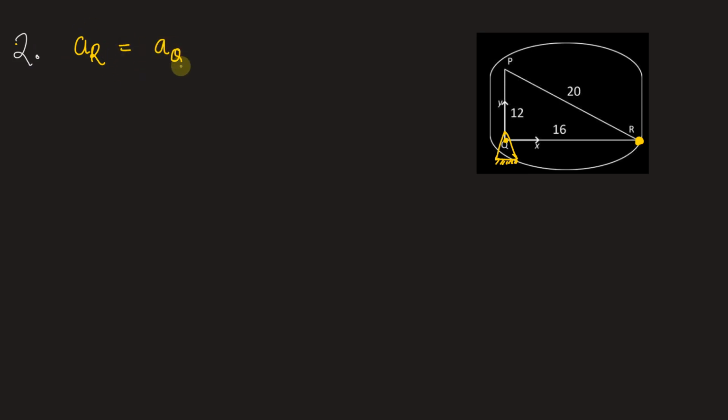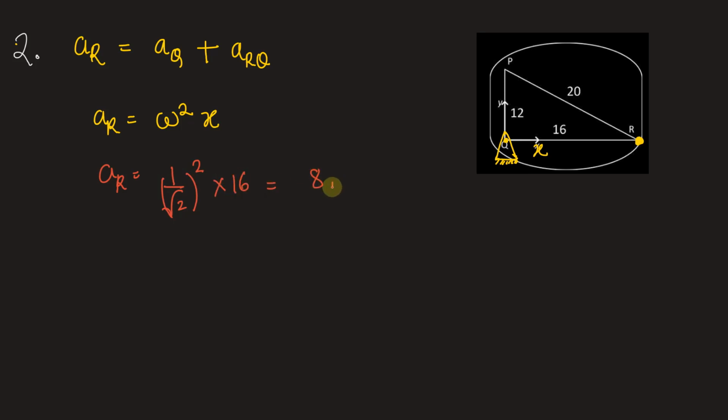So AR is equal to acceleration at Q plus, remember all these are vector quantities. I am not putting a bar, but these are all vector quantities. This is a vector sum. So AQ plus ARQ. AQ is 0, already given, and ARQ can be calculated in the same manner, which is omega square times the distance between Q and R, and it is given to be X. This X value, which is 16, is the distance between Q and R. Hence, AR is omega, which we found to be 1 by root 2, whole square into 16. Hence, it is 8 meter per second square.